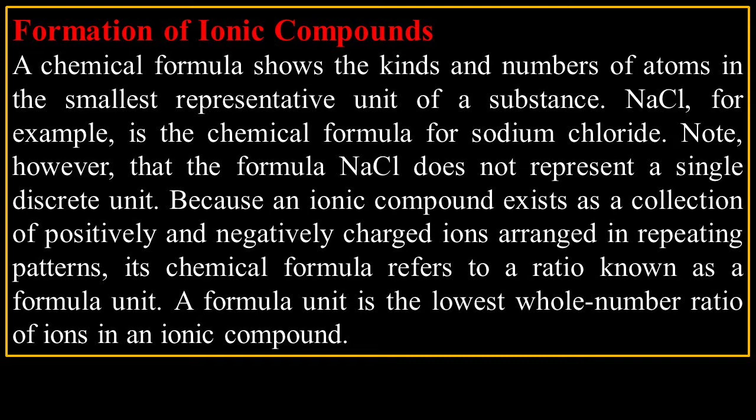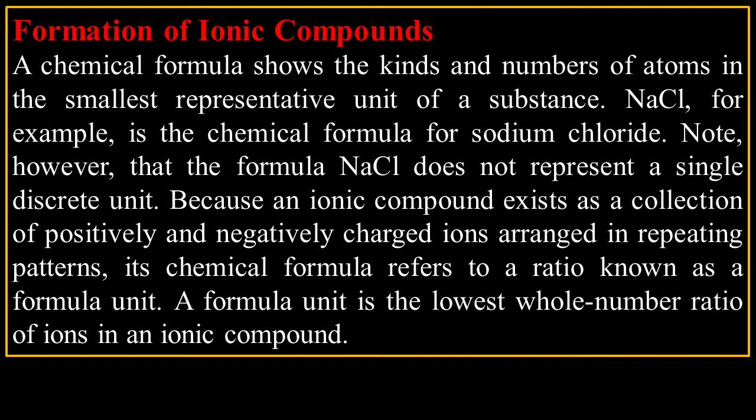A chemical formula shows the kind and numbers of atoms in the smallest representative unit of a substance. NaCl, for example, is the chemical formula for sodium chloride. Note, however, that the formula NaCl does not represent a single discrete unit, because an ionic compound exists as a collection of positively and negatively charged ions arranged in repeating patterns. Its chemical formula refers to a ratio known as a formula unit.